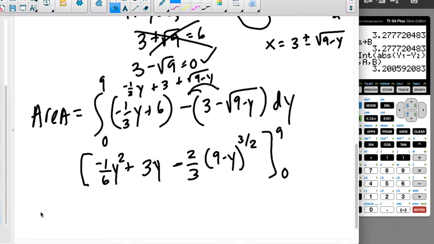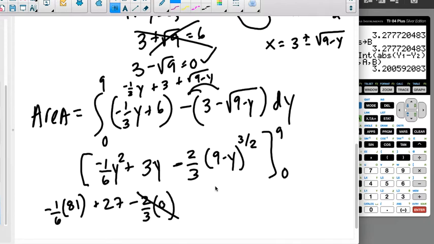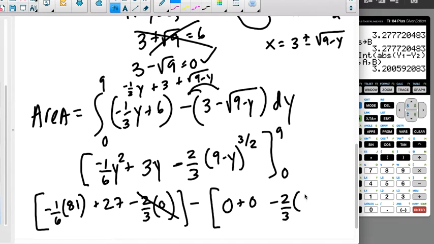If I then plug in, I'm going to end up getting that this is a -1/6 times 81, plus a 27, minus 2/3 times, hey, at least that's a 0. So yay. But you have to be careful, because when you plug in the 0, not everything gets knocked out. Both of these terms get knocked out, but this is a -2/3, 9 to the 3/2, which is not a 0. So that's still a number that we have to deal with. So let's finish this out.